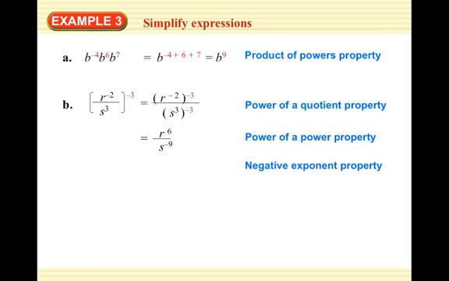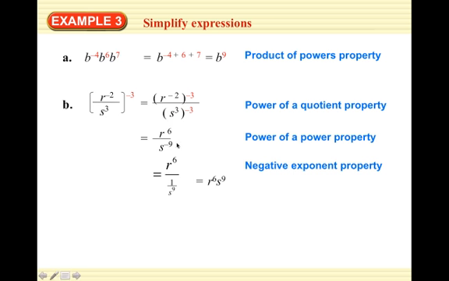Now we're going to use the negative exponent property, and so that gives me r to the 6th over 1 over s to the 9th. Now, when you have r to the 6th divided by 1 over s to the 9th, you're taking something and dividing by a fraction, so you multiply by its reciprocal. So we'll have r to the 6th times s to the 9th over 1. So we have r to the 6th times s to the 9th.